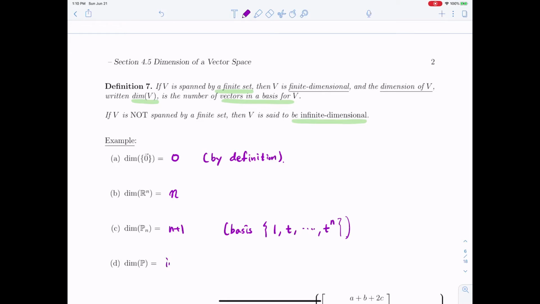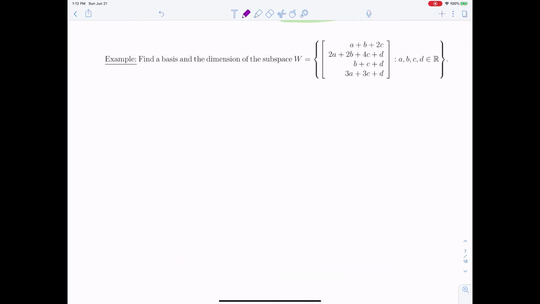And the dimension of P is infinite, because the basis for the set of polynomials should be 1, t, t squared, t cubed, and so on, and we can go on until infinity. And this set has an infinite number of vectors as the basis. Now, let us consider a subspace of R4, which has a general element given by this, and we want to find the basis and the dimension of this subspace. And remember that the dimension is defined as the number of basis vectors.